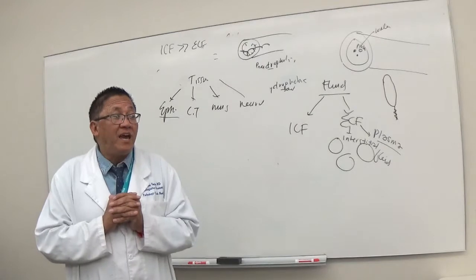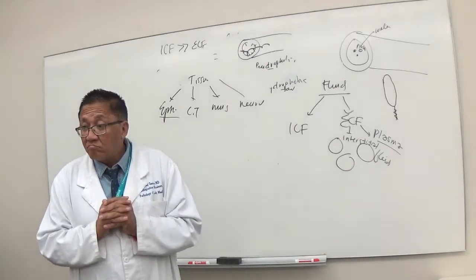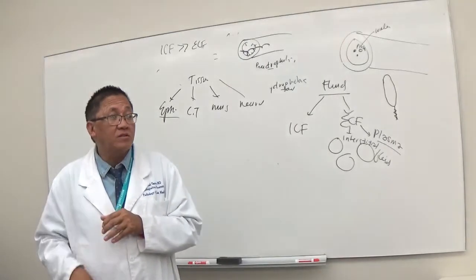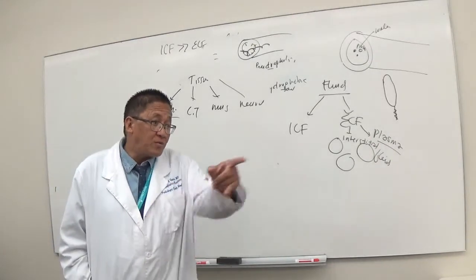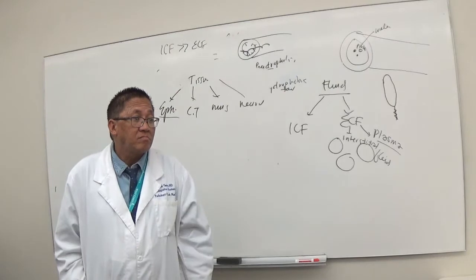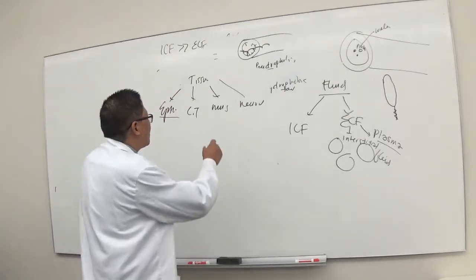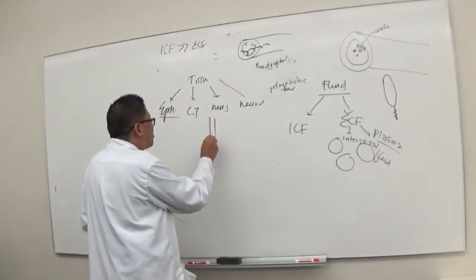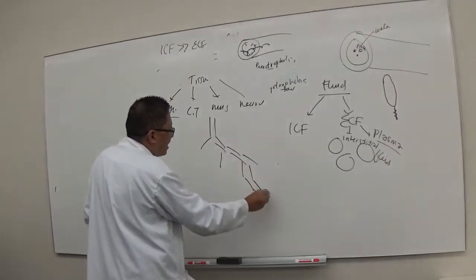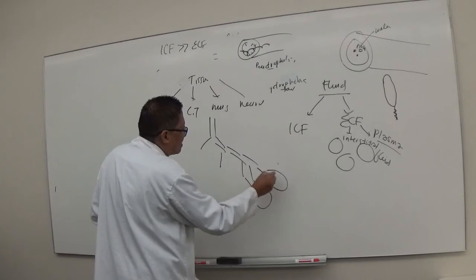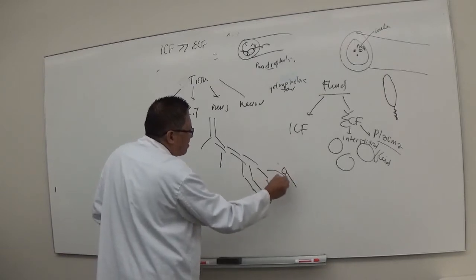Air sac. I'm not saying airway. Air sac. Alveolus. Why simple squamous? Correct answer. So this is your air sac, right? Trachea, bronchi, secondary bronchi, tertiary bronchi, bronchioles, air sac. It's a capillary here, right?